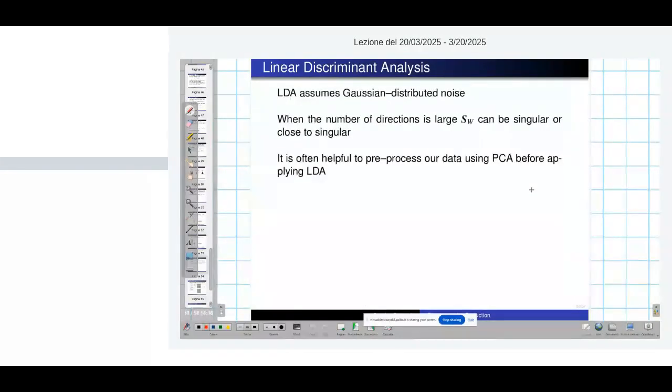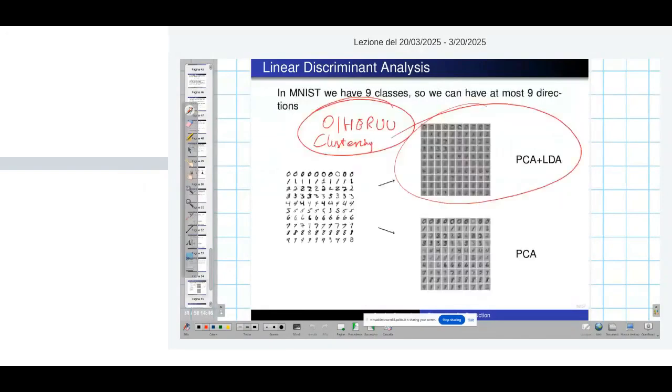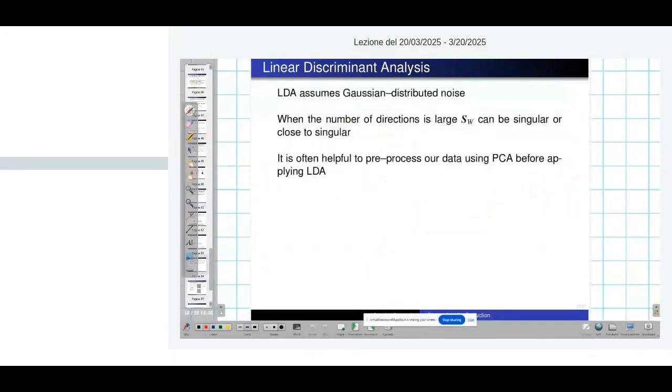One thing that we didn't say, but we need to say, is that up to now we assumed that the within class covariance is non-singular. That is, that we can invert SW. This is typical, but this may not always be the case.